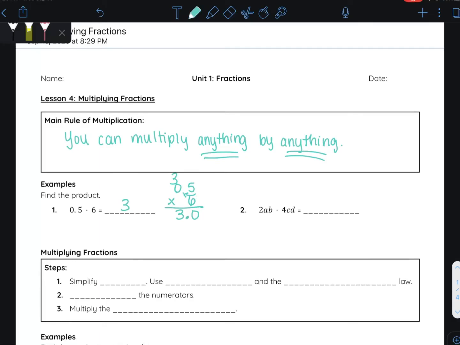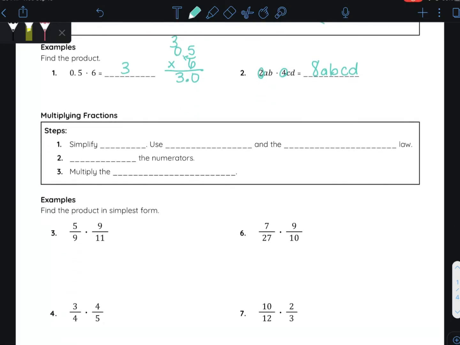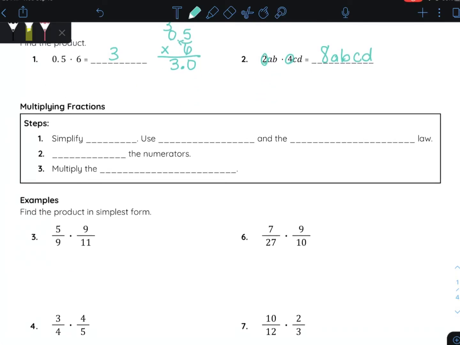When we do number 2, multiply anything by anything. So 2 times 4 would be 8. And then these letters actually just stay as they are. A times B times C times D. Okay? Here are the rules for multiplying fractions.